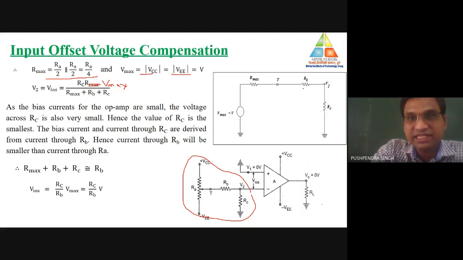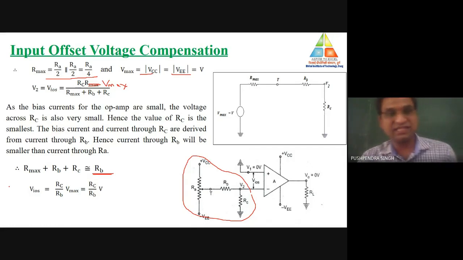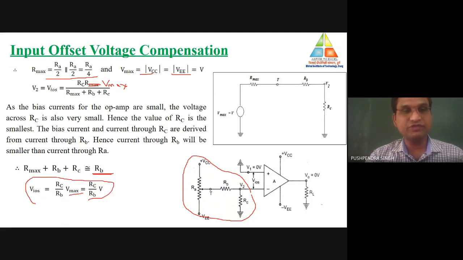In these three resistors, the voltage is generated across Rc only. Rmax plus Rb plus Rc is nothing but Rb, because due to the input biasing current, most of the voltage will be dropped across the resistance Rb only. So when we replace it by Rb, VIOS is equal to Rc by Rb into Vmax. That is the value of the total input offset voltage. So this is the final result.